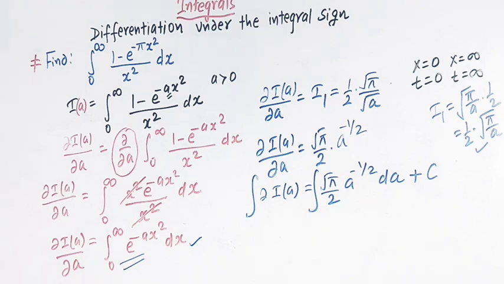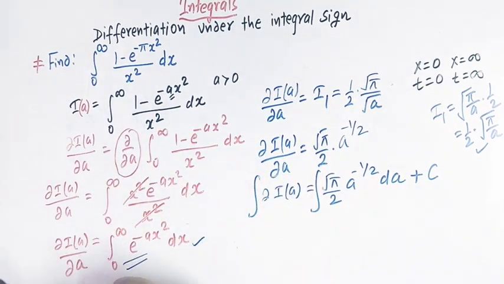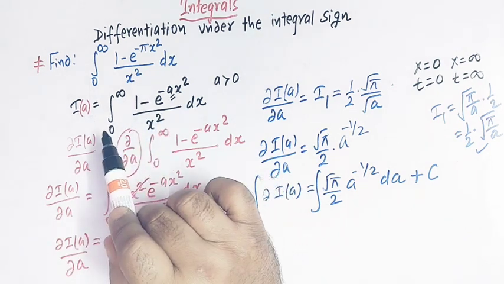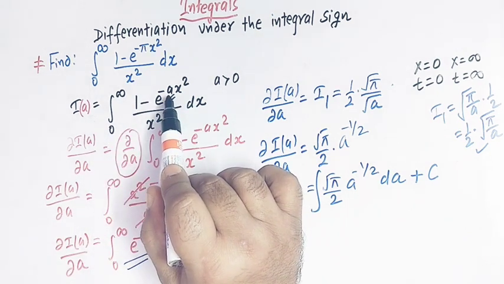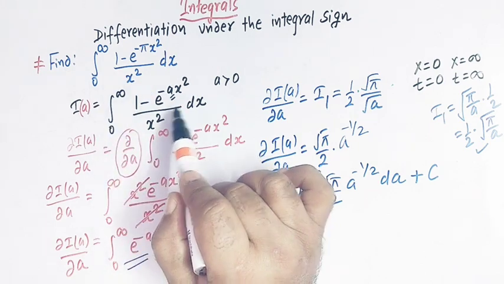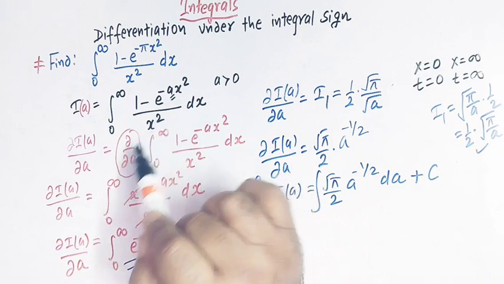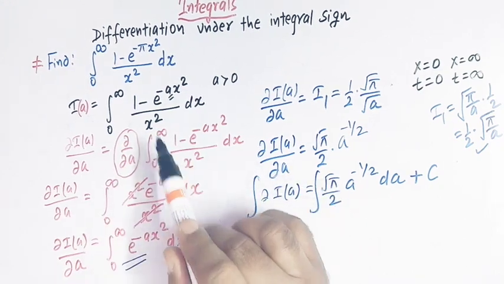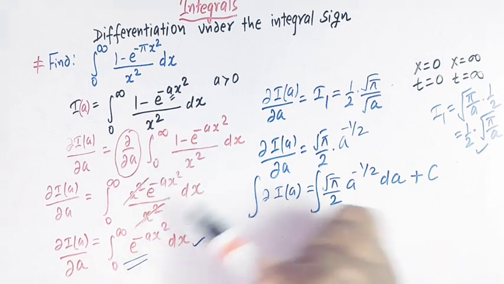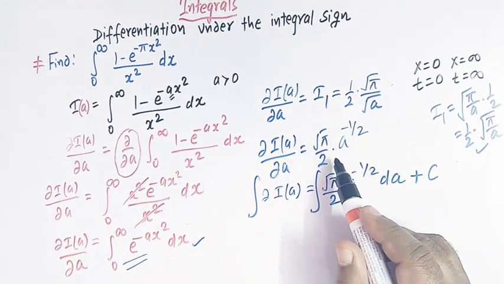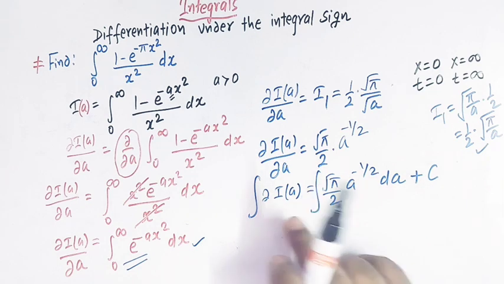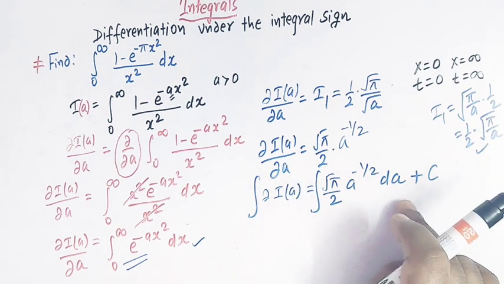So viewers, whenever we apply the method of differentiation under the integral sign, we first introduce a parameter a, right? And we form a general integral, and then we differentiate that general integral with respect to the introduced variable, and then we form a differential equation, right? And then we solve that differential equation. So here we have this differential equation.